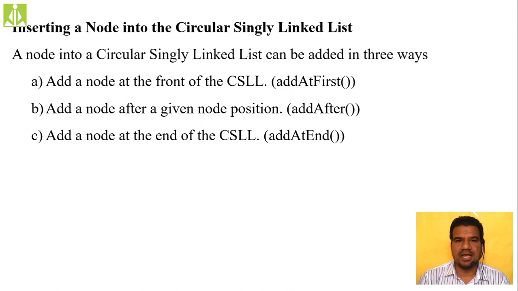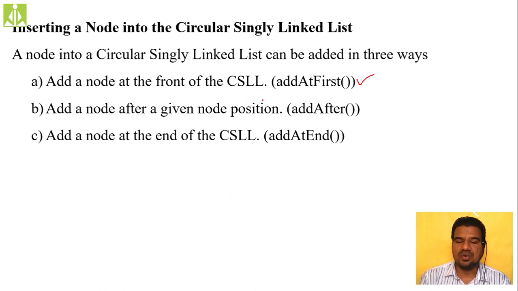Inserting a new node into a circular singly linked list can be done in three different ways. First, you can insert the node at the beginning, or at the front, of the circular singly linked list, and that is the job of the add at first function. The add at first function will insert the new node at the front of the circular singly linked list.